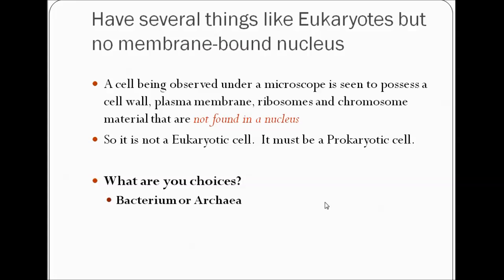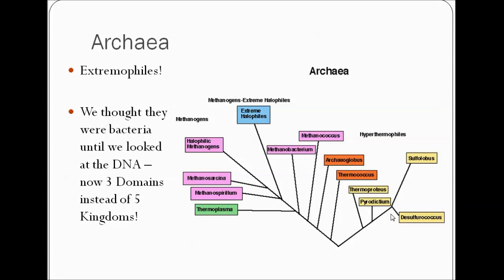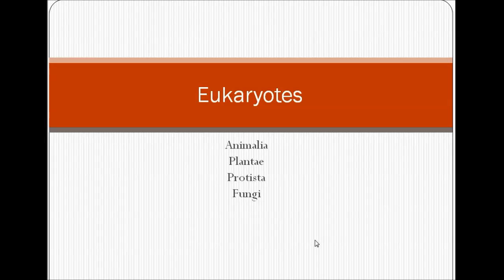Let's say you're looking at something, and like the test question says, they look like eukaryotes. They got a bunch of stuff in there, but they have no membrane-bound nucleus. If there's not a nucleus, it's got to be a prokaryotic cell. So your choices are a bacterium or archaea. Archaea, those extreme things that live in really hot, really cold, really salty, really acidic, that kind of stuff. And here's the extremophiles, the kind of places that they might look. We just discovered them not long ago by looking at the DNA, and realizing they were not bacteria.